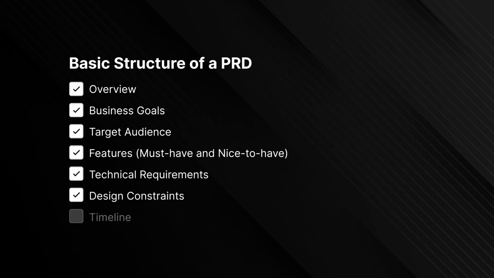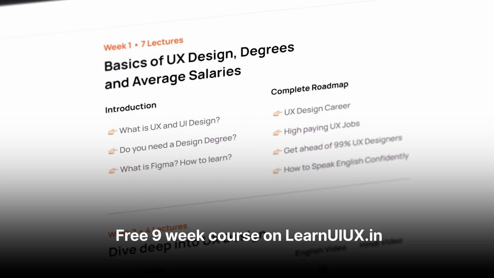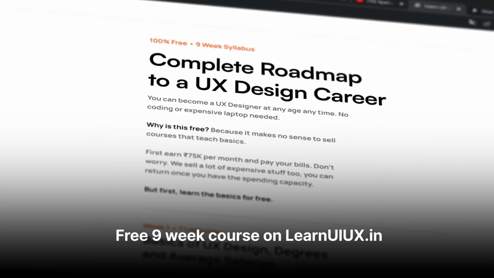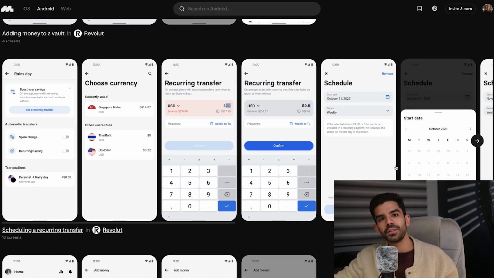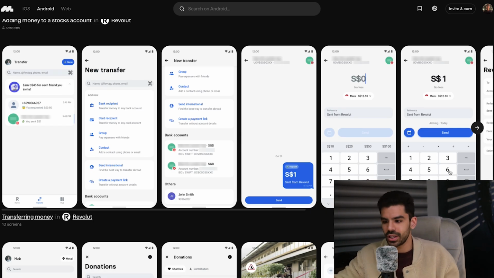If there are any design constraints or any specific design guidelines or any references from other competitors, please mention that as well. And most importantly, you need to add the expected timeline for delivering the first draft of the designs and then the developer handoff as well. If you do not know how to do developer handoff, you can anytime watch our free Figma course and our free 9-week course on learnUIUX.in. It is only after this intense exercise that you can even start working on Figma, because there are so many moving parts.